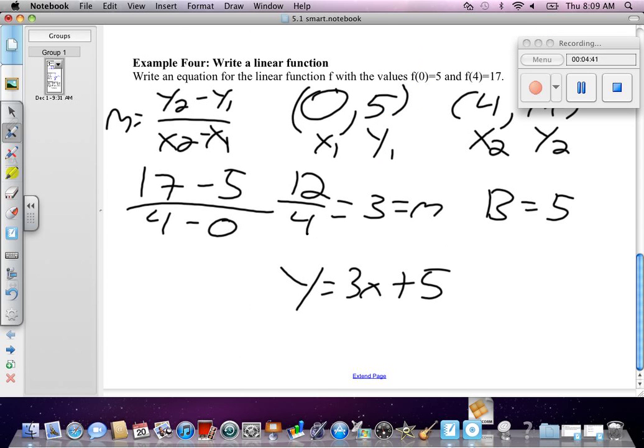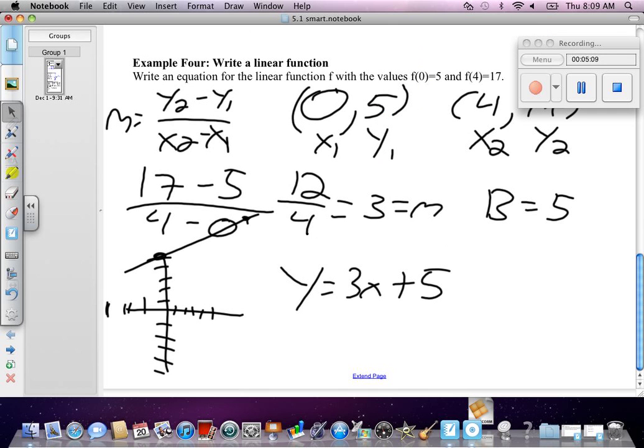So sometimes it helps to graph these 2 points. If I went 1, 2, 3, 4, 5, I know when x is 0, y is 5. When x is 1, 2, 3, 4, y is like 17. Do you see now what the b is? It's 5, right? Because that's where it crosses the axis. So whenever x is 0, y is 5.